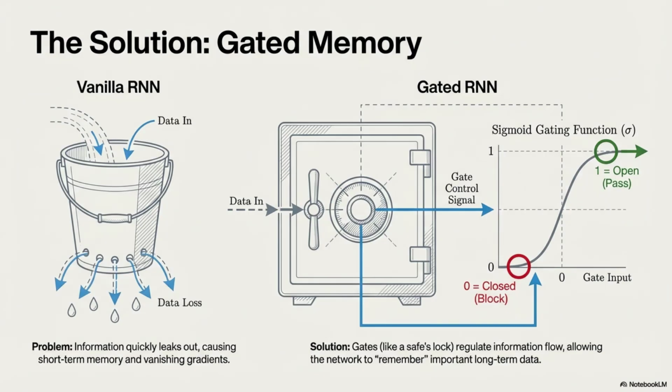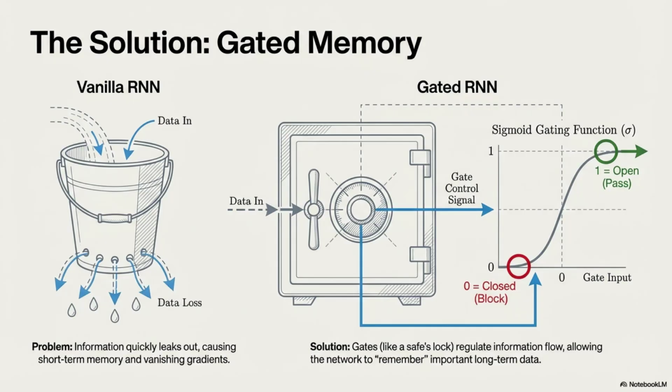A vanilla RNN is a leaky bucket. You pour new information in, but the old information is constantly being overwritten and leaking out. The solution? We need to stop overwriting everything and start controlling the flow of information. We need to build a safe, not a bucket. This is where gates come in. Think of a gate as a tiny neural network with a sigmoid activation. It outputs a number between 0 and 1. A 0 means gate closed, nothing gets through, and a 1 means gate open, let it flow. This gives the network a way to learn what to keep and what to throw away.